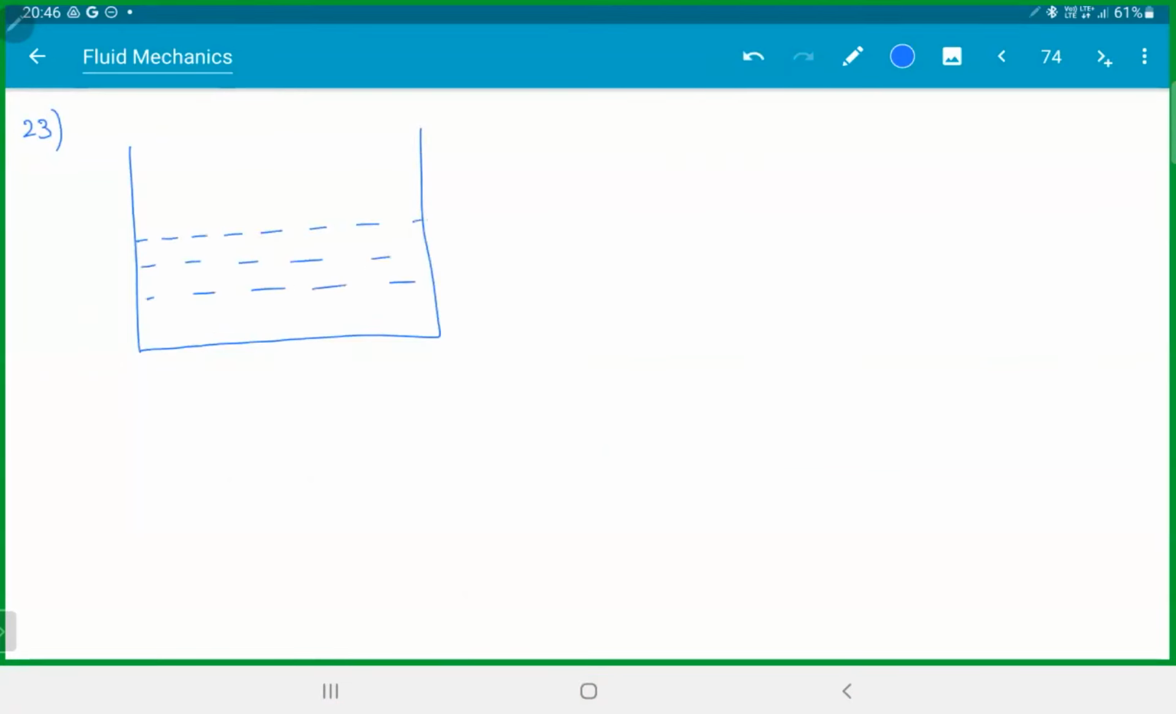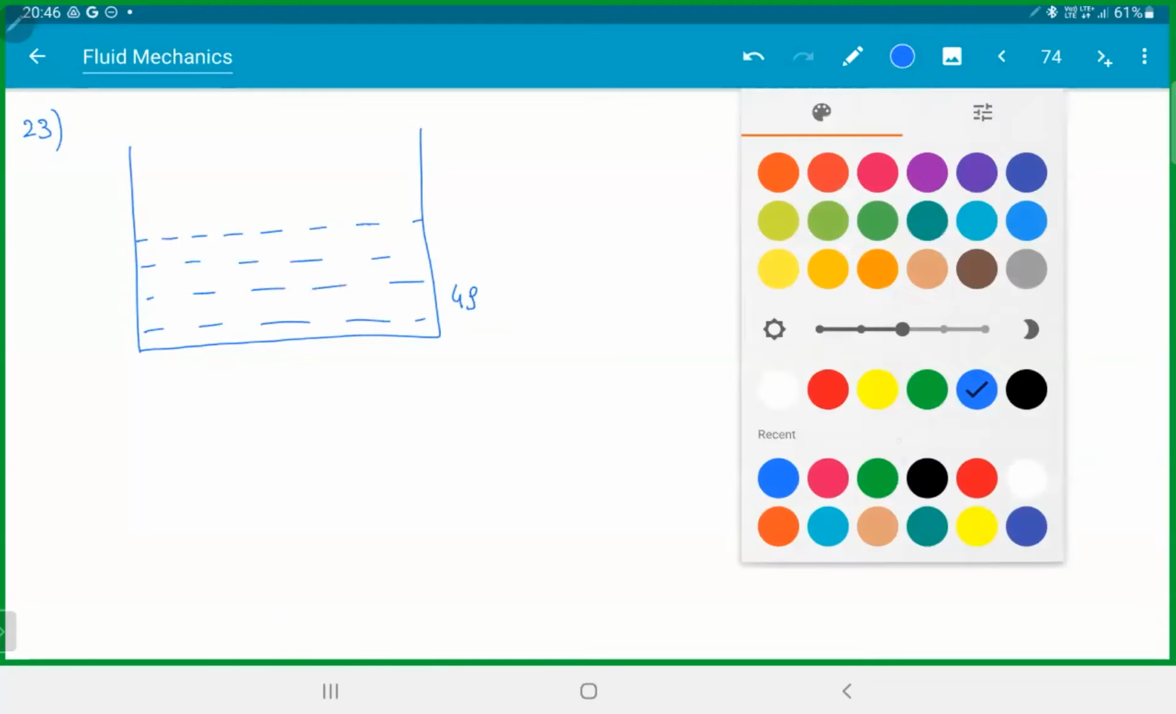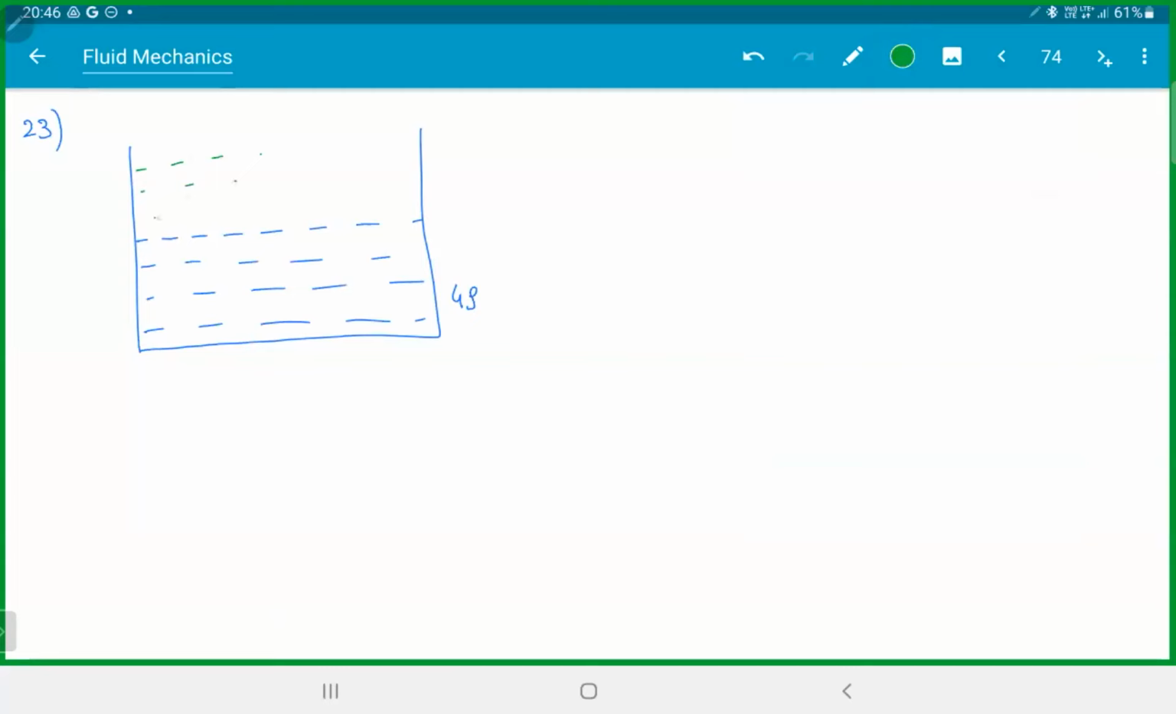So we have a container here with liquid of density 4 rho. We have another liquid here, maybe some oil or something, with density rho. And you kept a cube inside like this, density 2 rho. X part is inside, side is L. Find X in equilibrium.